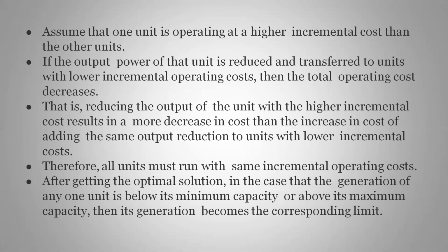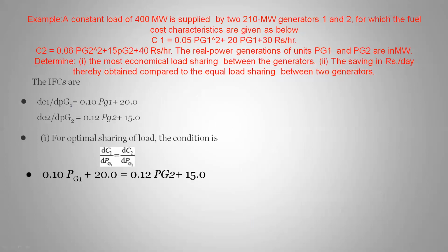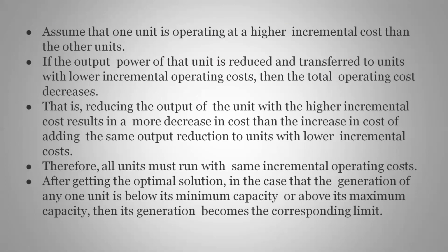So the incremental operating cost of the first power generating unit and the incremental operating cost of the second power generating unit are the same. After getting the optimal solution, in the case that the generation of any unit is below its minimum capacity or above its maximum capacity, then its generation becomes the corresponding limit. Okay, so what is the formula of the coordination equation?